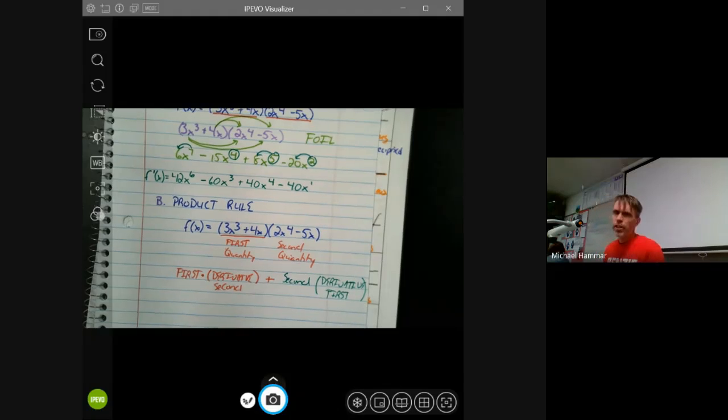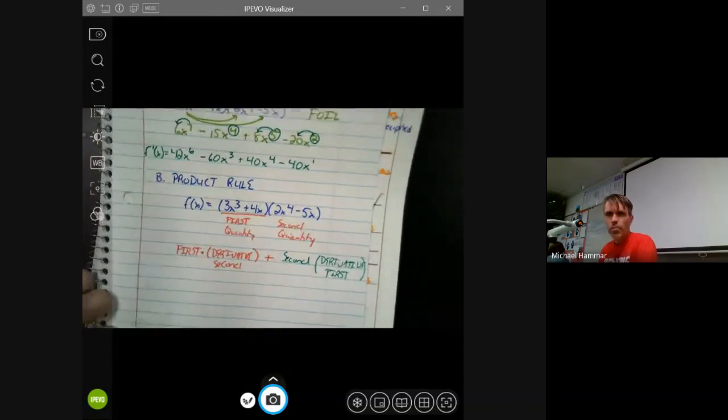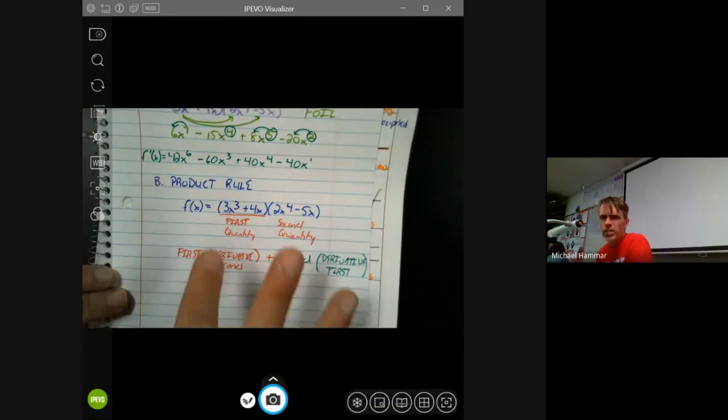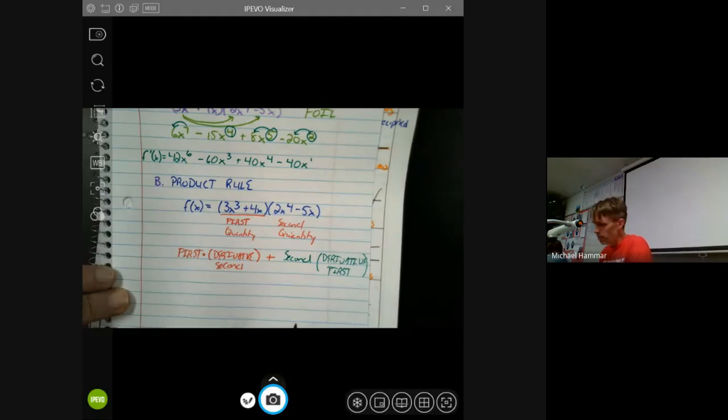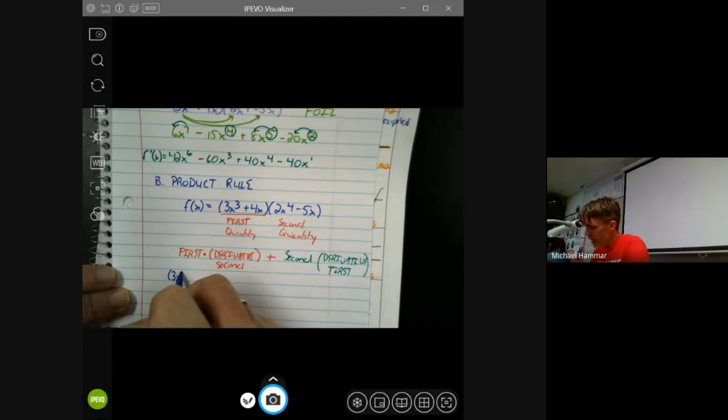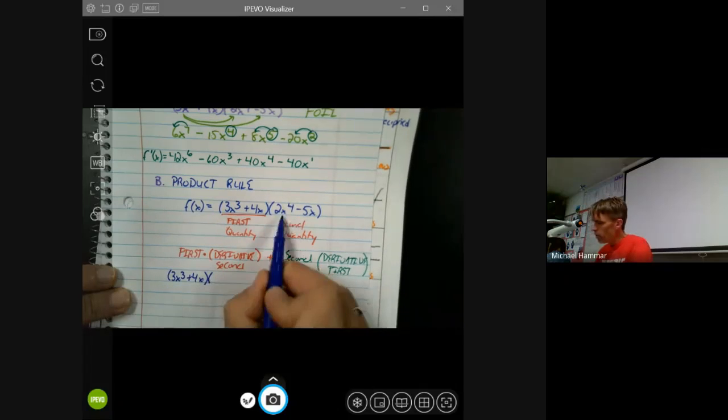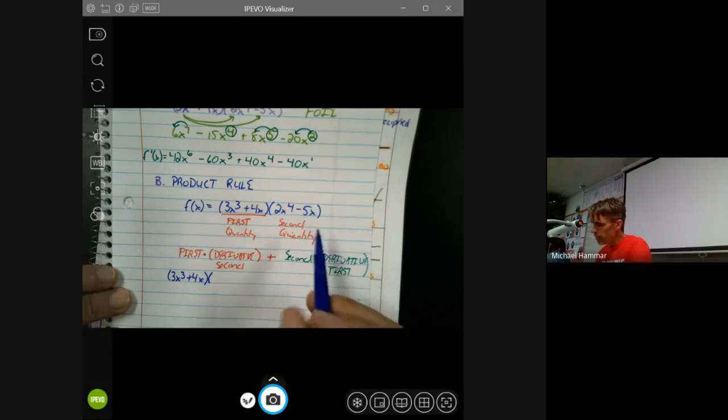Now for this problem, you're going to notice that it probably is easier just to FOIL it out and use the power rule. But to show you the definition, this is a good problem to start with. So let's take the first. The first is 3x cubed plus 4x. Now, multiply it times the derivative of the second.